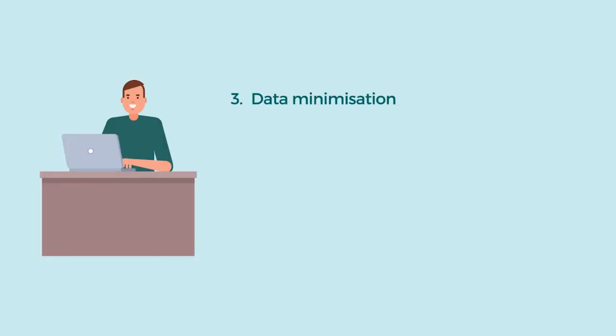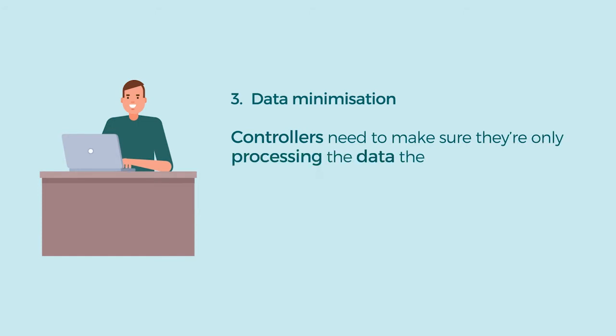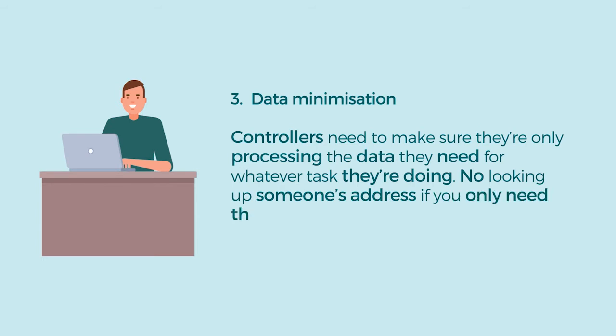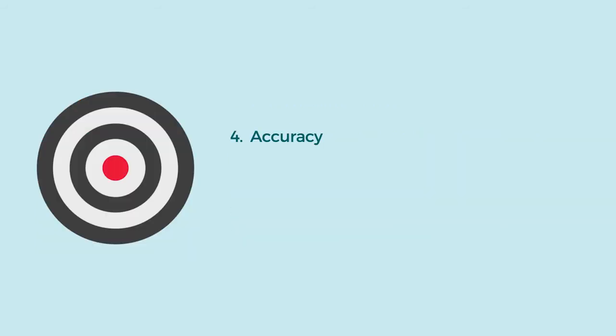3. Data minimization. Controllers need to make sure they're only processing the data they need for whatever task they're doing. No looking up someone's address if you only need their name or vice versa. That kind of thing.